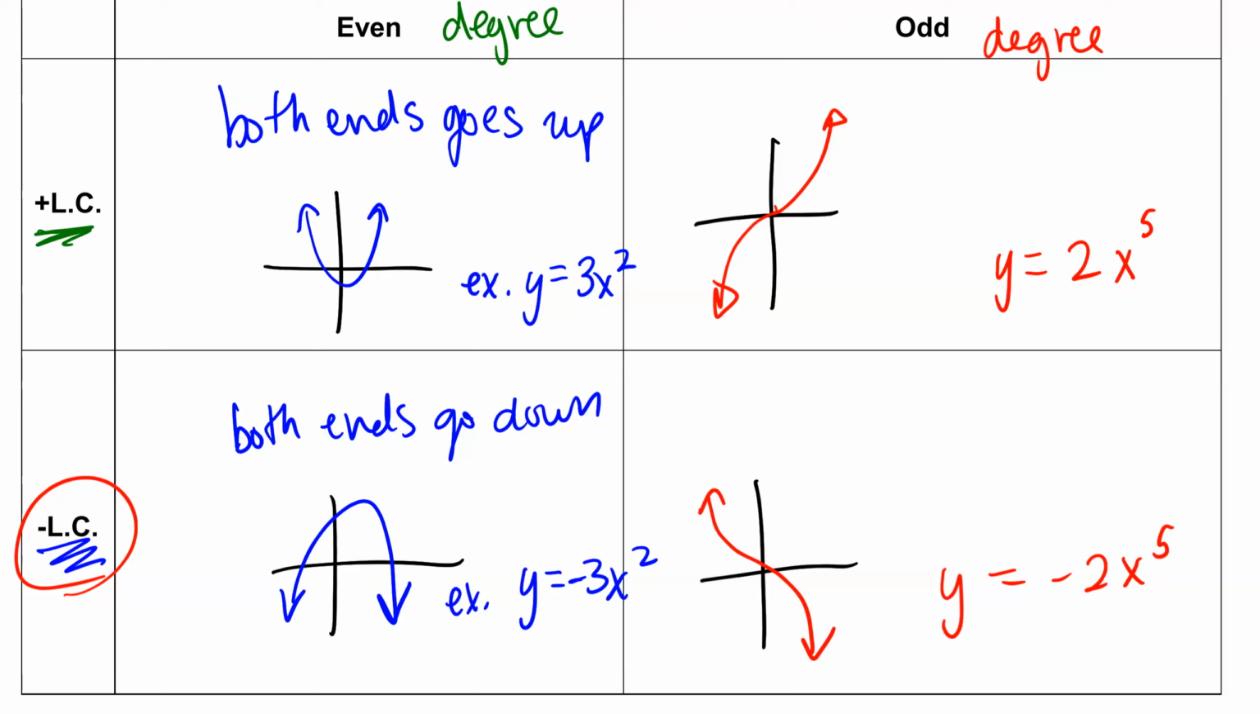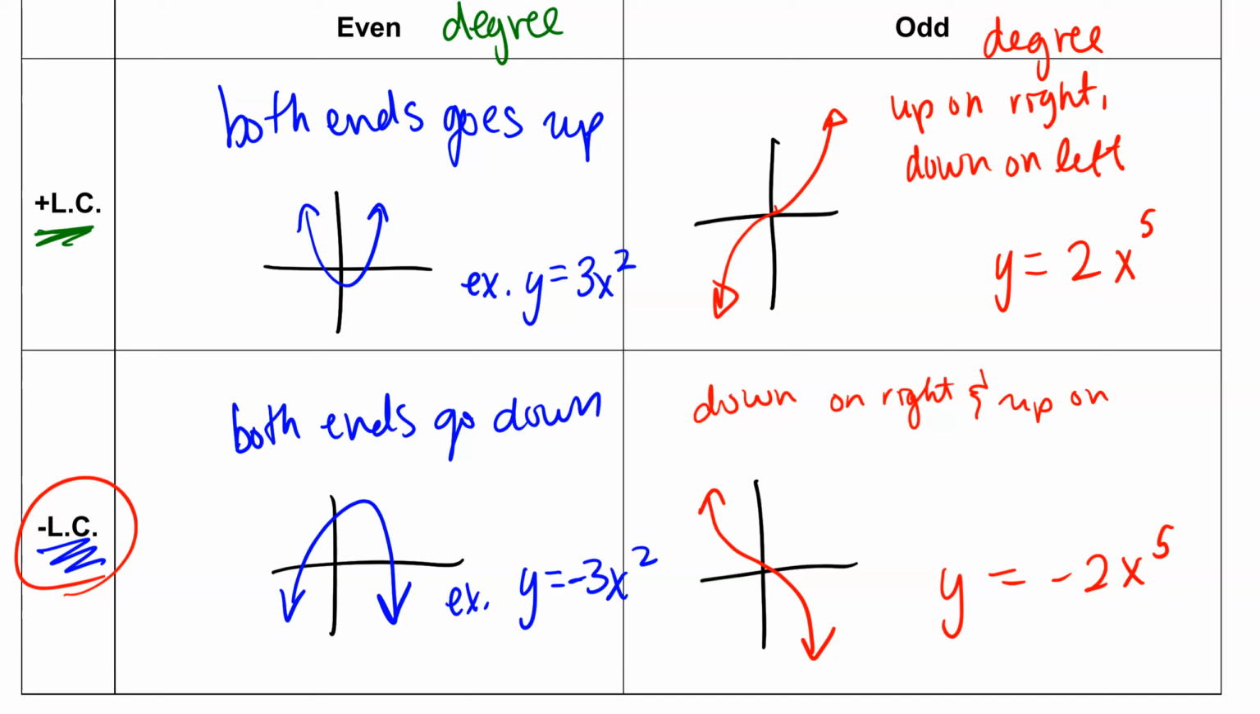So notice, if you have a positive coefficient and an odd degree, it goes up on the right and down on the left. Versus if you have a negative coefficient, it's going to go down on the right and up on the left. Okay, we're good? I'll give you another 10 seconds or so to draw this, write it. I feel like it's helpful if we color code like this.